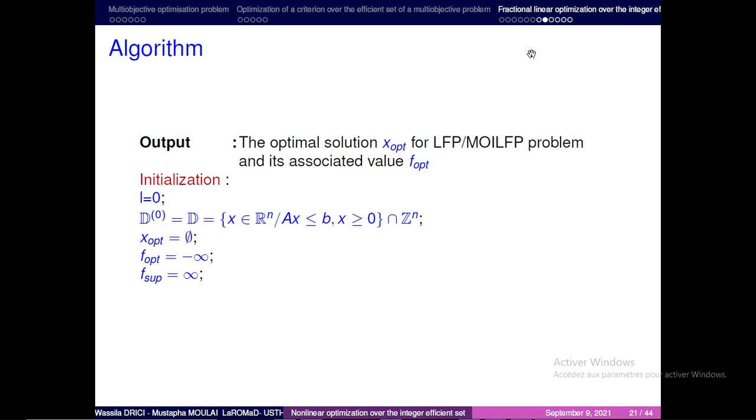As output, we have the optimal solution x-opt and its associated value f-opt. We initialize L equal to 0. D0 is the feasible set of multi-objective problem. X0 is the empty set. F-opt equal to minus infinite and F sub equal to infinite.